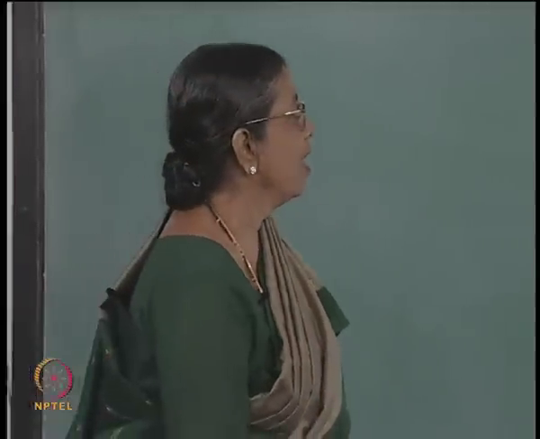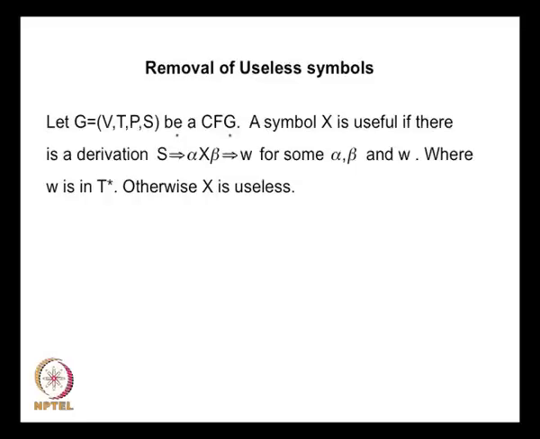grammar for a compiler, for a language for that matter, it will not have 3 or 4 rules, it will have hundreds of rules. Then when you write hundreds of rules, without knowing yourself, there may be some useless symbols which will not lead you to anything. So, how to find out which symbols are useless and how to get rid of them. First let us see what is a useful symbol and what is a useless symbol.